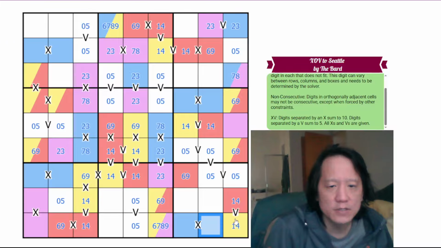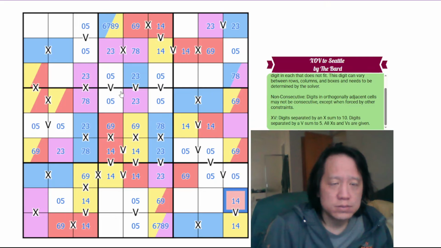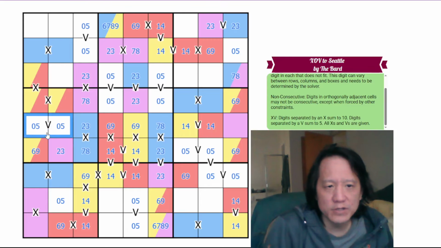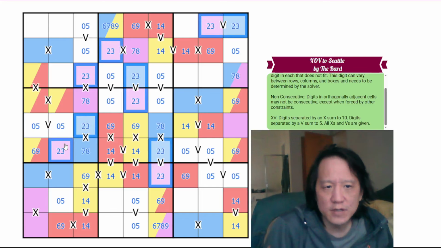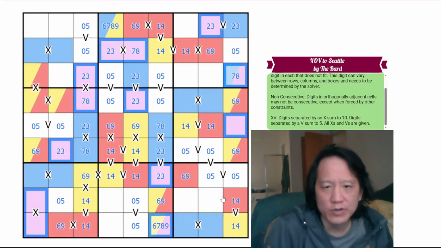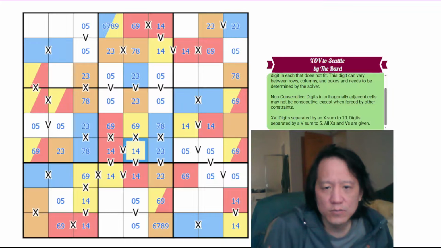What are we missing then? Okay. Let's start coloring the 0, 5s. Actually, let's make the pinks orange, because that sort of more works for that.